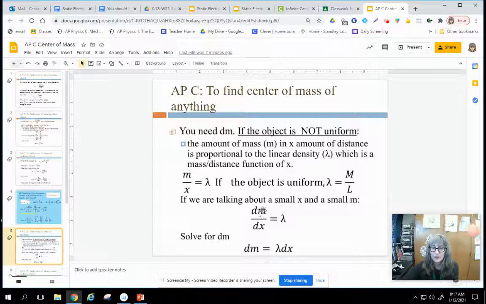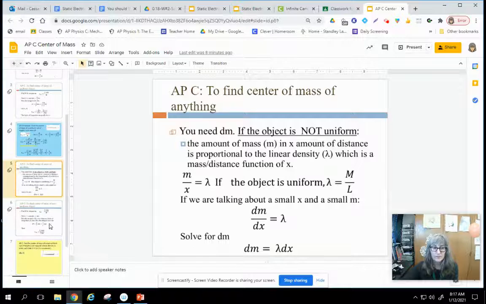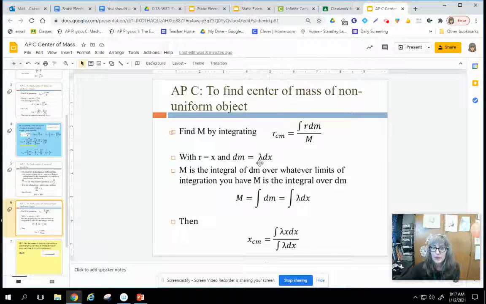So our dm over dx is proportional to that linear density. If it's a function, then you're going to have a function in terms of x. So dm is going to be equal to that function dx. Then m is going to be equal to that function dx integrated over the length. Maybe it's only half the length, maybe it's the whole length. It just depends on what they want you to find the center of mass of.